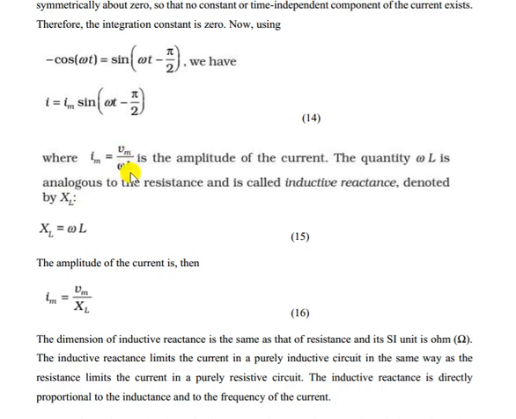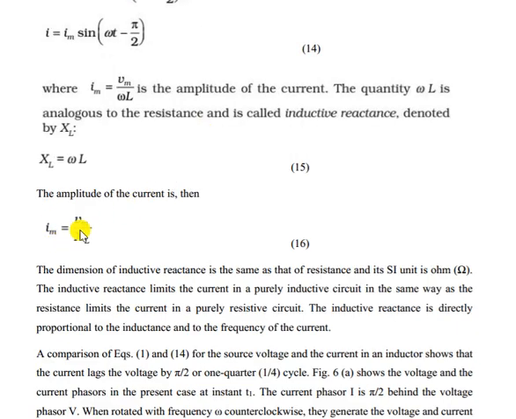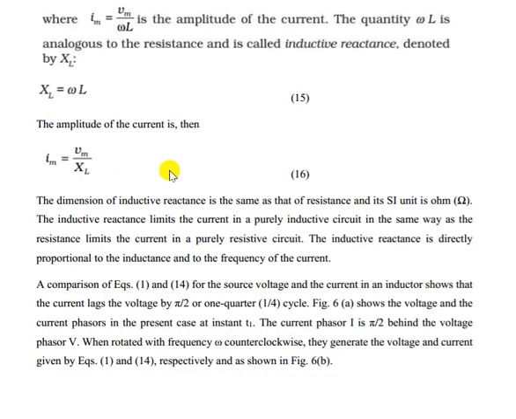I equals V by R, where R is the resistance offered by the conductor to the flow of current. Here, instead of R we have omega L, which is XL. XL equals omega into L, and this is the opposition to current offered by the inductor. So Im is nothing but Vm by XL, where XL equals omega L.